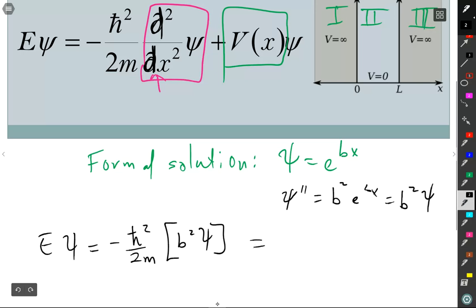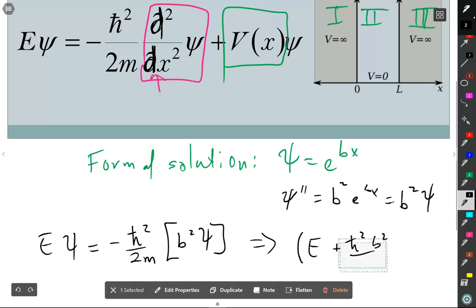So you rearrange that. So you have E plus h bar squared b squared over 2m.